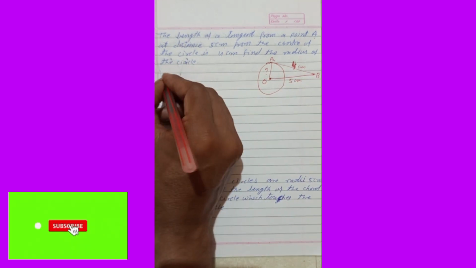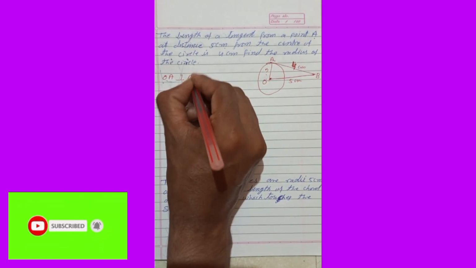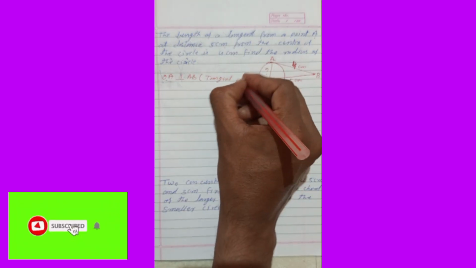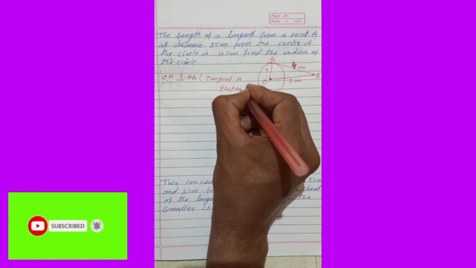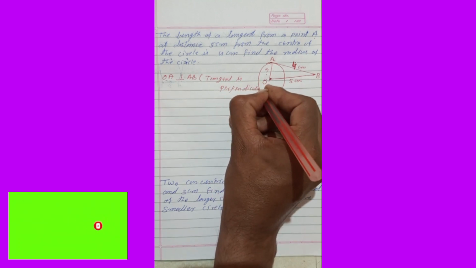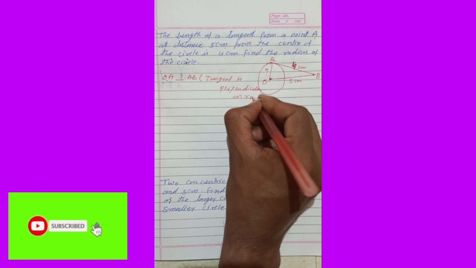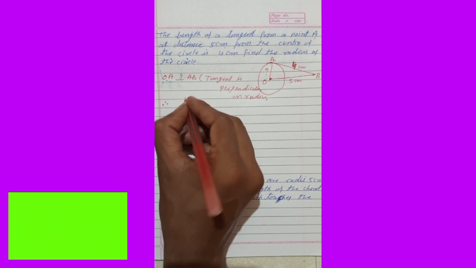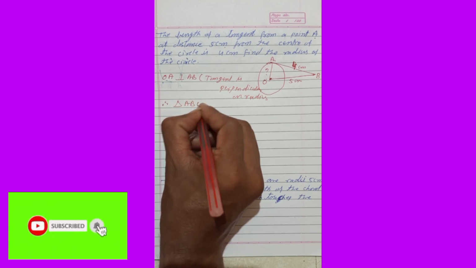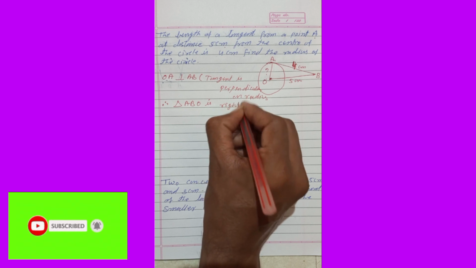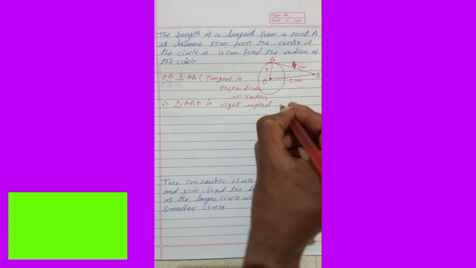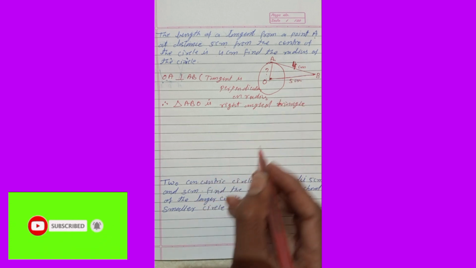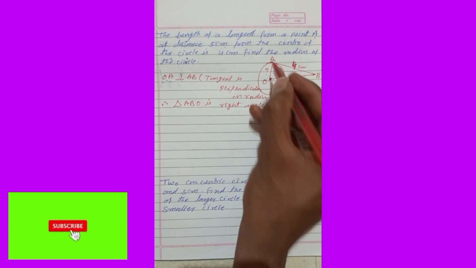So we know that OA is perpendicular on AB. Why? Because a tangent is perpendicular on the radius. So we got that triangle ABO is a right angle triangle. So we are using the Pythagoras theorem for that one, because of the right angle we are finding the other side.